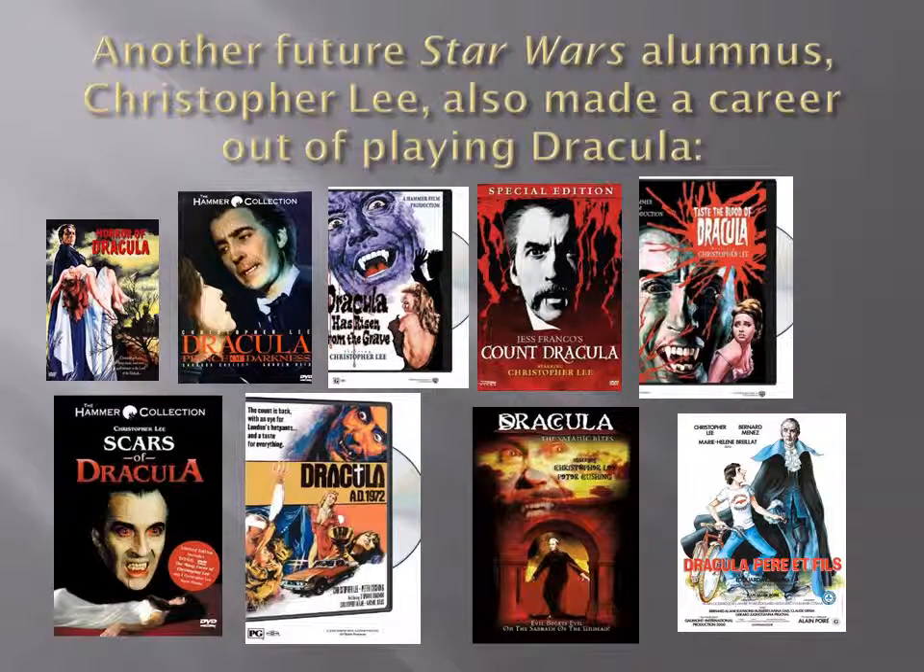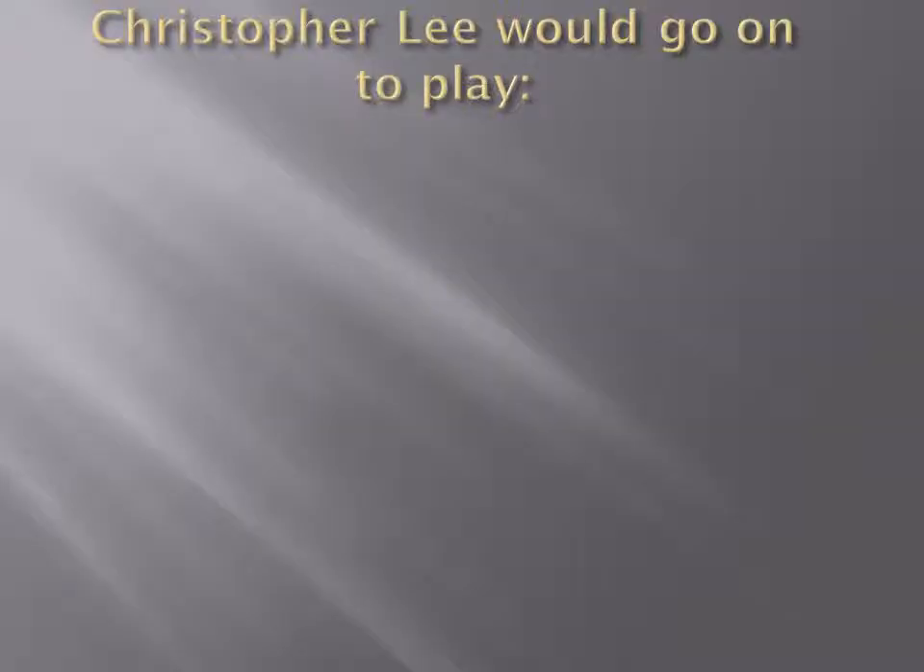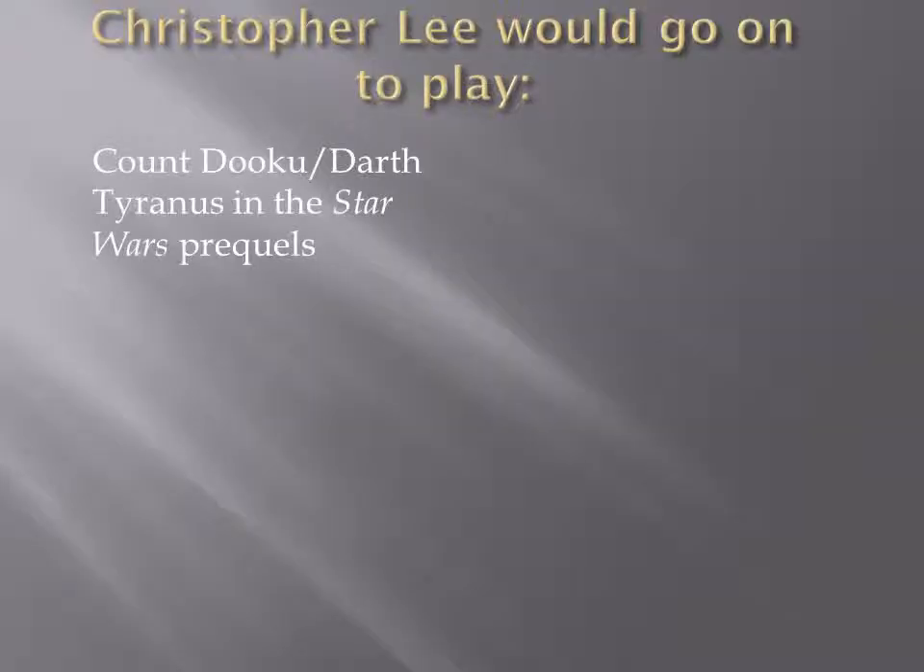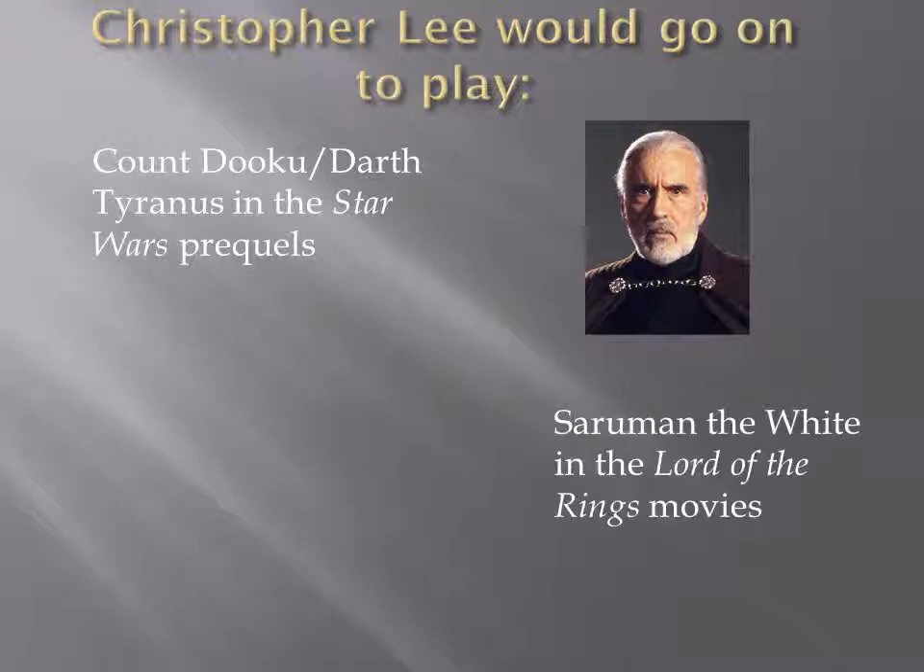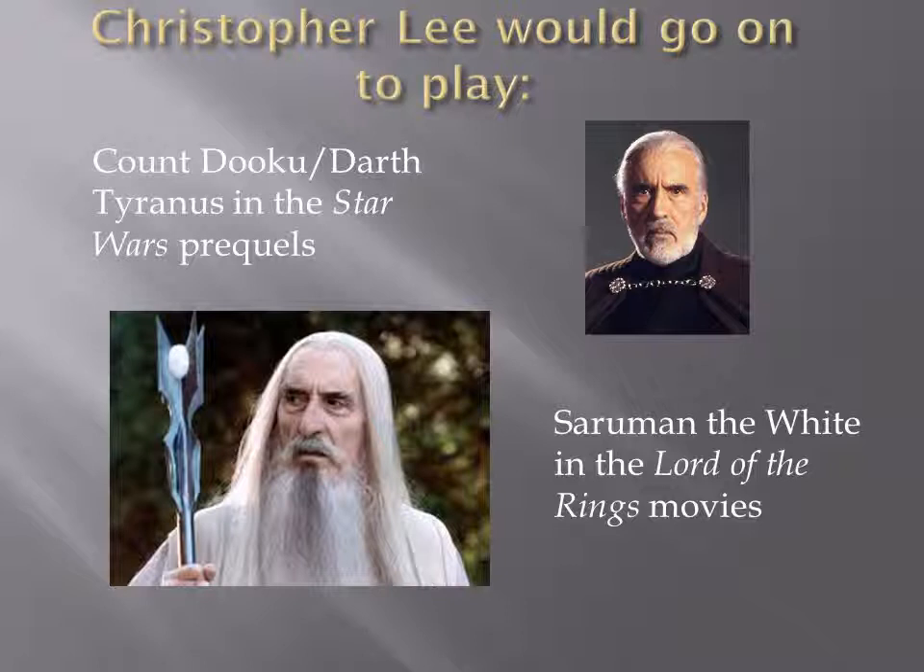If you're familiar with Christopher Lee, who was also a future Star Wars alumnus, he made a career out of playing Dracula. These are some examples of Christopher Lee's Dracula films, and some of these also starred Peter Cushing as Dr. Van Helsing. So again, a little bit of continuity there. Christopher Lee would go on to play Count Dooku and Darth Tyrannus in the Star Wars prequels. You might be even more familiar with him as Saruman the White in the Lord of the Rings movies, and he was in two of the three Lord of the Rings movies.